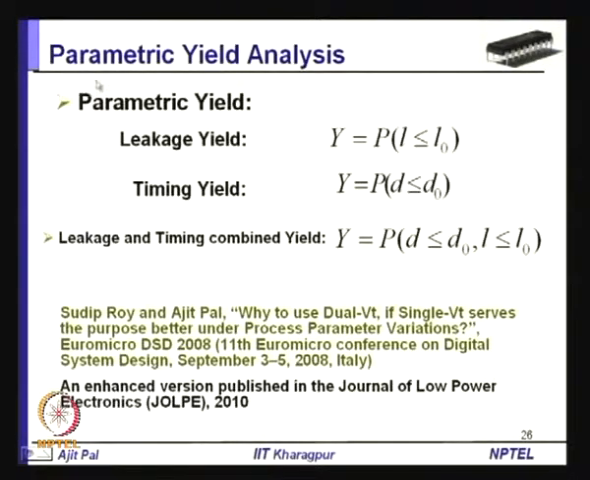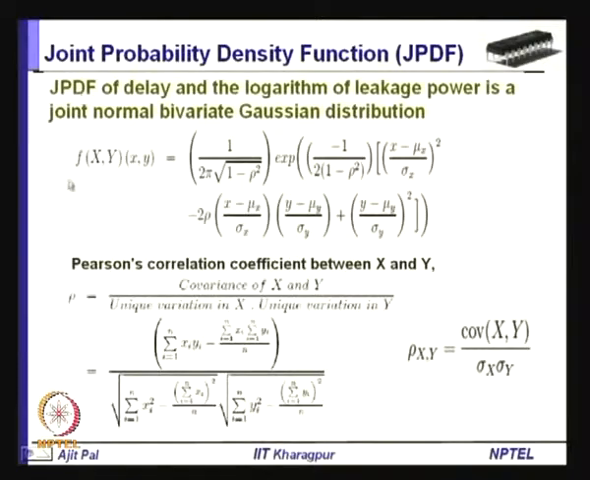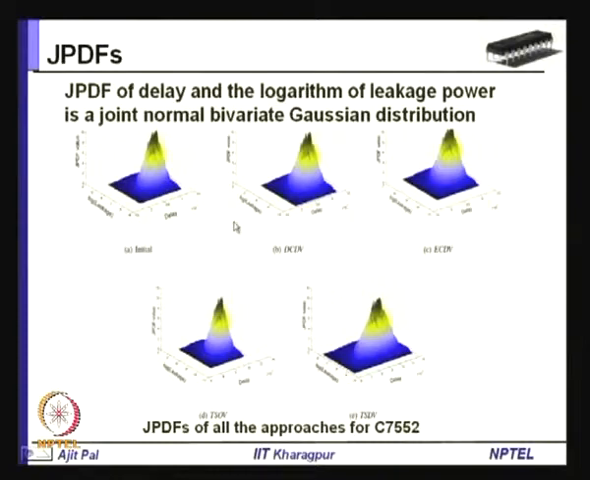So, for this approach, parametric yield analysis has been used, and some statistical approaches have been used to verify the efficacy of this approach, where the joint probability distribution function has been computed, and here is the plot of the joint probability distribution function of delay and logarithm of leakage power. That means the JPDF, joint probability distribution function, is a joint normal bivariate Gaussian distribution for the different approaches, given here.